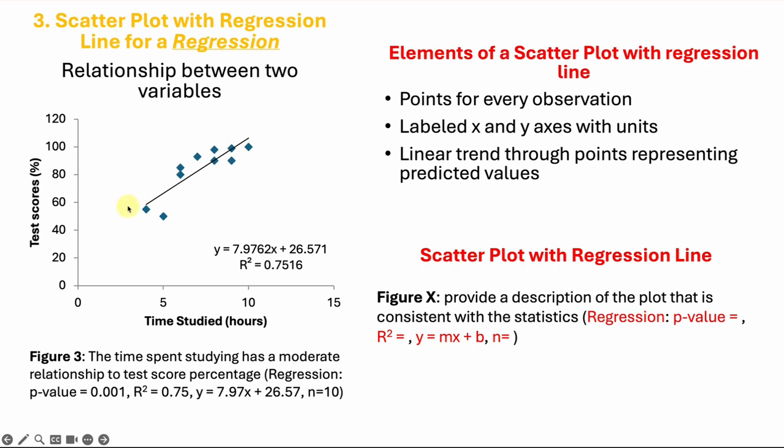Then we have our line going through it, should go through basically half and half on the top, half on the bottom. But again, in Excel, it will do it for you, so you don't have to worry about that. So we have our points for the observations, our labeled axes, and then our linear trend line through the points. Because we have the trend line, we have our formula here, our y equals mx plus b formula, telling us about this trend.